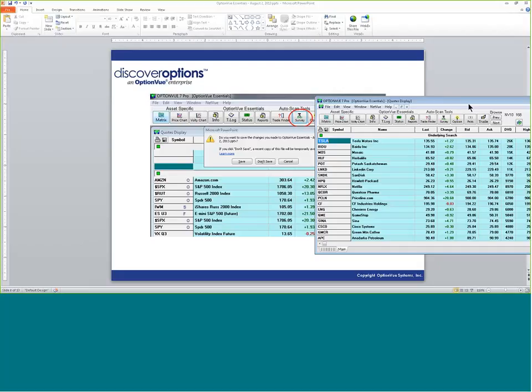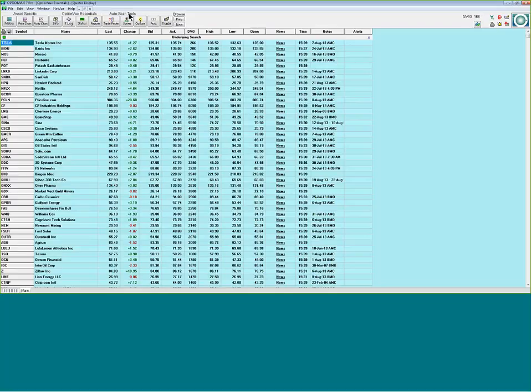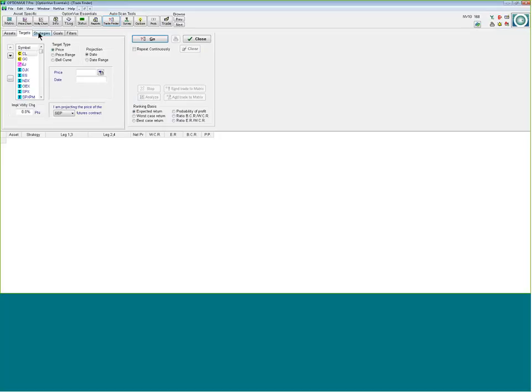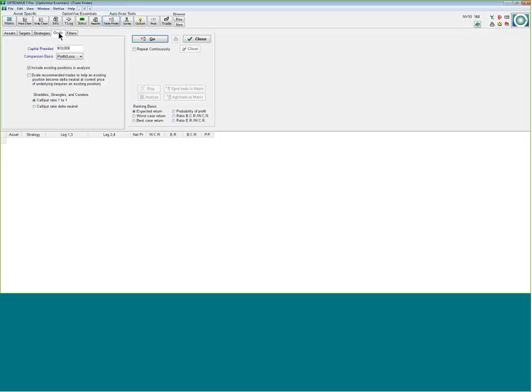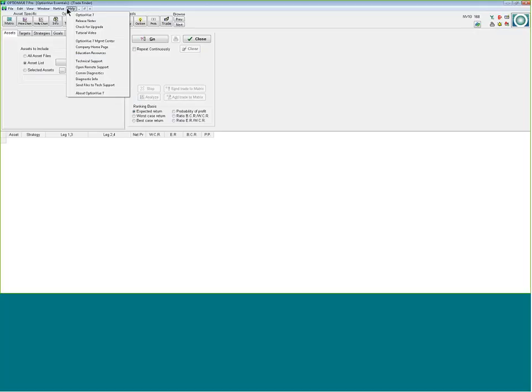Now, this is really quite a mouthful, an awful lot to go through. But we have Trade Finder here, which will allow us to look at different strategies. We can look at targets, a price target, a date target, goals, and we can compare. So I could go asset list and selected assets. I don't have an asset list created, but there are so many different ways we can slice and dice this.